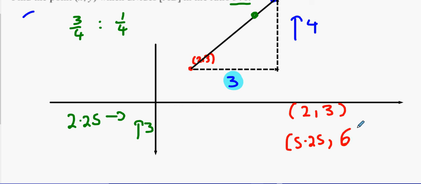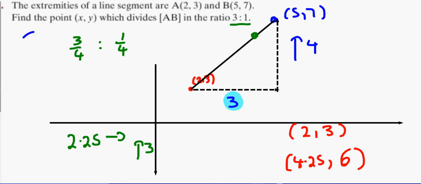And what happens when you add on 3 plus 3? 6. Sorry, 4.25 and 6. Do you think that point would be closer to 5.7 than it is to 2.3? Does everybody believe that point would be closer to 5.7 than it is to 2.3? It is. And it does exactly what it was meant to do. That's 4.25 and 6. We good? Alrighty. Keep going.